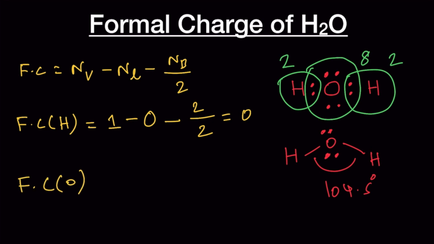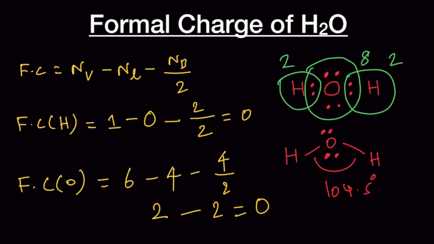And then the formal charge for oxygen, we have 6 valence electrons in the atom for oxygen, minus we have 2 lone pairs, that means 4 non-bonded electrons, and then we have 2 bonds, that means 4 electrons, therefore 4 by 2 here. So, 6 minus 4, 2, minus 4 by 2, 2, and therefore this is equal to 0. So, the formal charge for both hydrogen as well as oxygen atoms in water will be equal to 0.